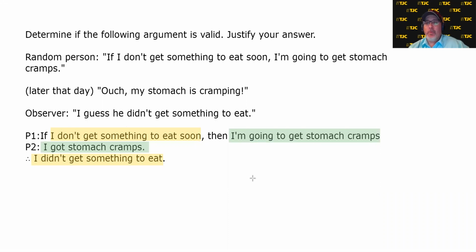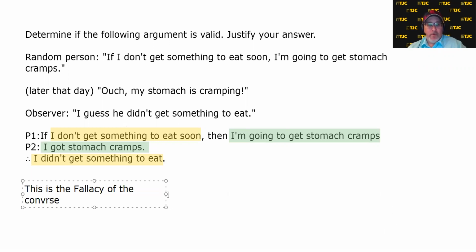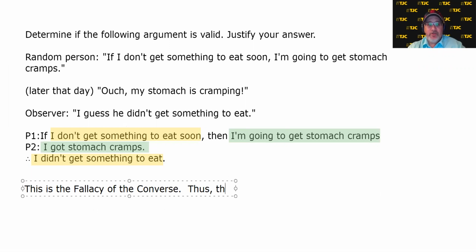So, is this a common argument form, and which one is it? If you haven't looked yet, pause the video now and go find out, because I'm about to blow this problem open. This is a common argument form. This is the fallacy of the converse. Go check it if you don't believe me, but it is. Thus, the argument is invalid.